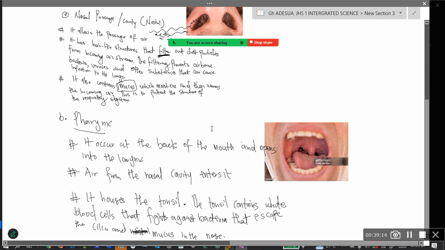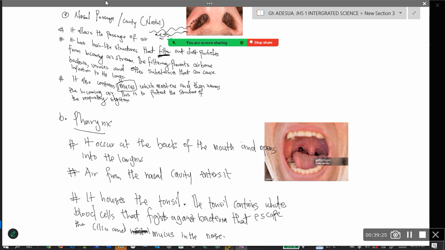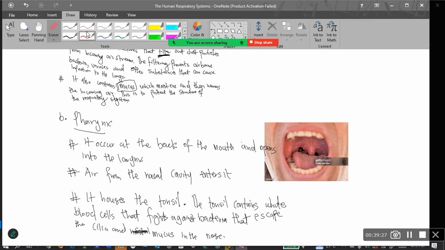So that is the pharynx for you. Now, air from the nostrils enters it, right? So right from the nose, it enters through the pharynx. Now it houses the tonsils. So those two things that you see here, they are what we call tonsils.